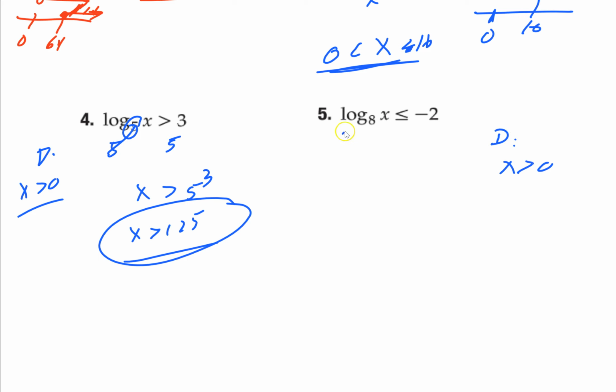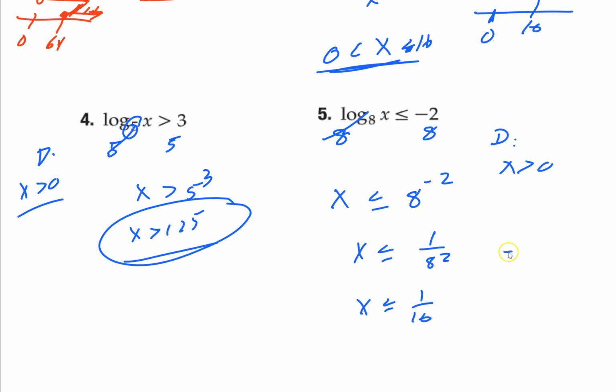That's your answer. Here, find my domain. Done and easy. Solve it. x is less than or equal to 8 to the negative 2. Remember, that just flips it. That's all a negative power does, is flip it. So it's 1 over 8 squared. So x is less than or equal to 1 over 64.